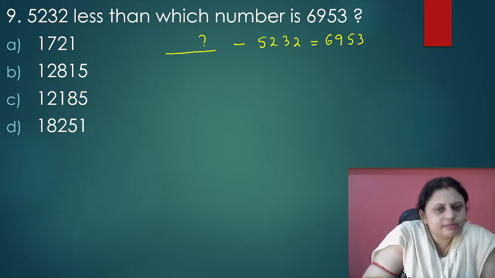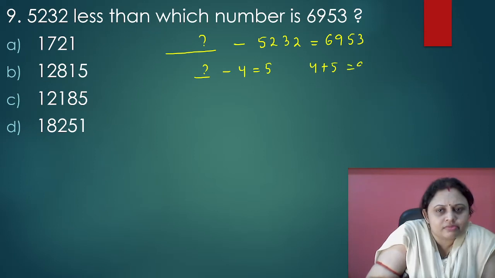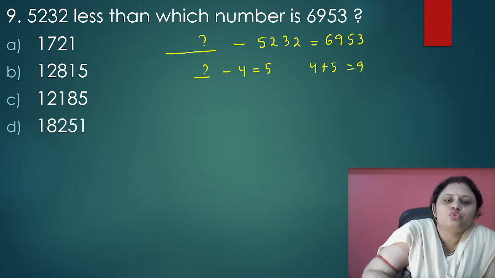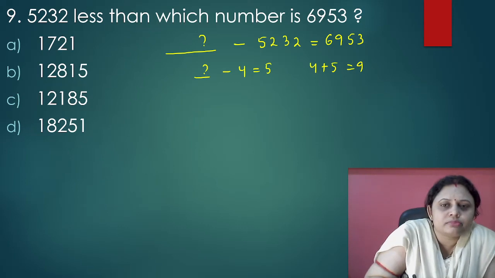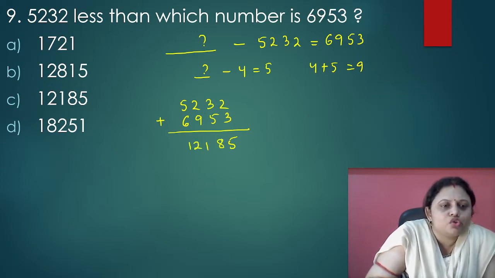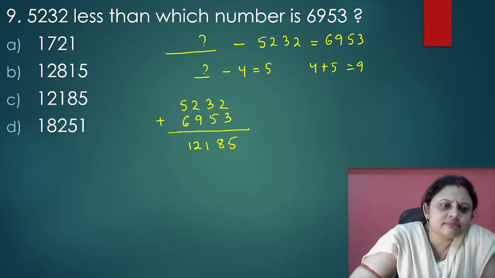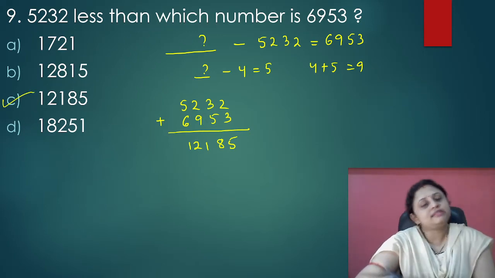Okay. Simple thing, something minus 4 is equal to 5. So how to find out this number? We just add 4 plus 5, that is equal to 9. So we have to do this way. So how to find out this question mark? So we have to add 5232 with 6953. So 2 plus 3 equal to 5, 3 plus 5 equal to 8, 2 plus 9 11, 12,185. So is it present in option? Yes, it is present. It is present in option C.